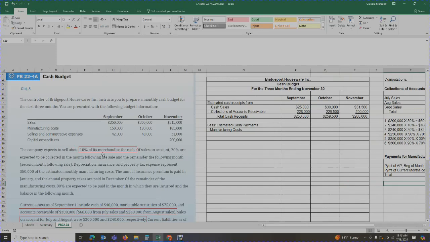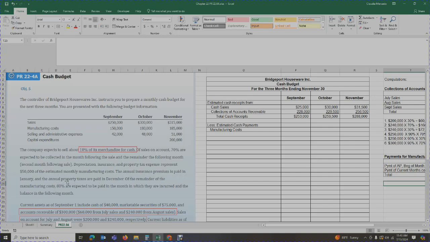So let's see what it says. Depreciation, insurance, and property tax expense represent 50,000 of the estimated monthly manufacturing costs. So we know that these three items impact manufacturing. These are not really manufacturing costs; these are basically just the overhead, the depreciation, insurance, and property tax expense. So remember, in manufacturing costs, we've got our materials, our labor, and our overhead. So the depreciation, insurance, and property tax represents 50,000 of overhead, basically. The annual insurance premium is paid in January.